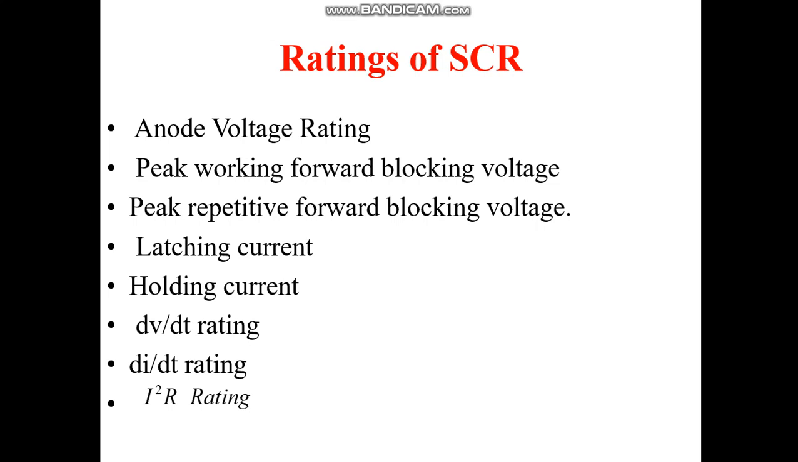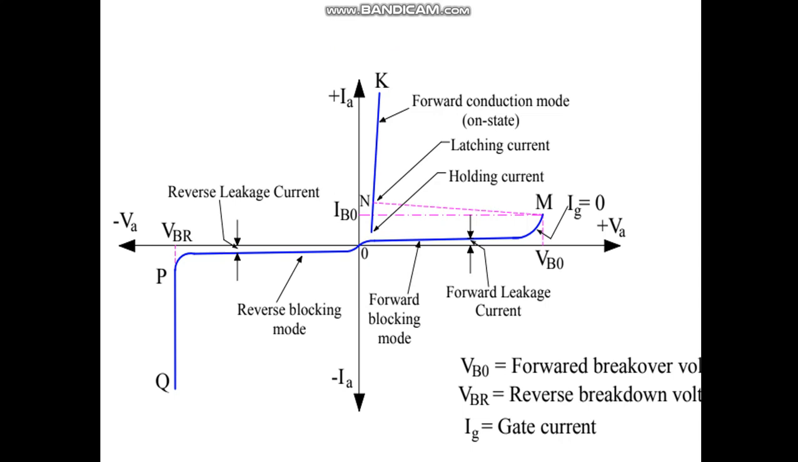How can we analyze? Anode voltage rating is when the gate switch is in open position, that is the forward blocking mode, only a small amount of leakage current flows. During this condition, junctions J1 and J3 are in forward bias and J2 is in reverse bias. So from point O to M, this is the anode blocking voltage rating.